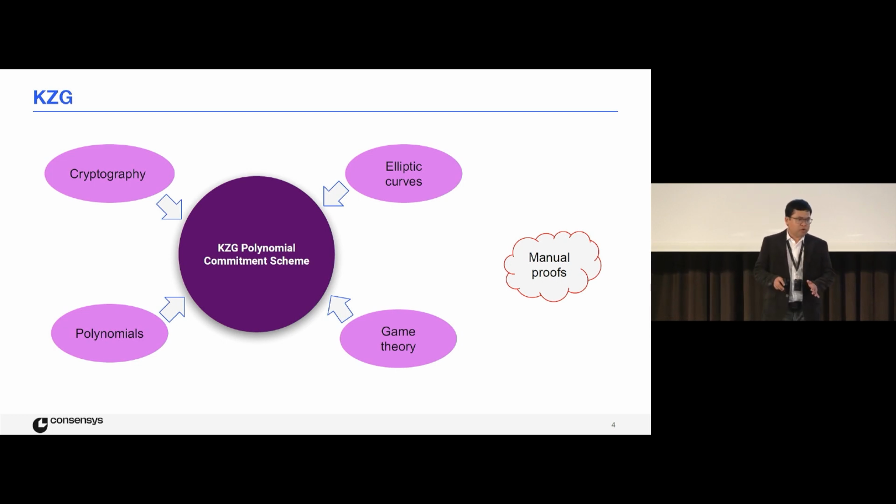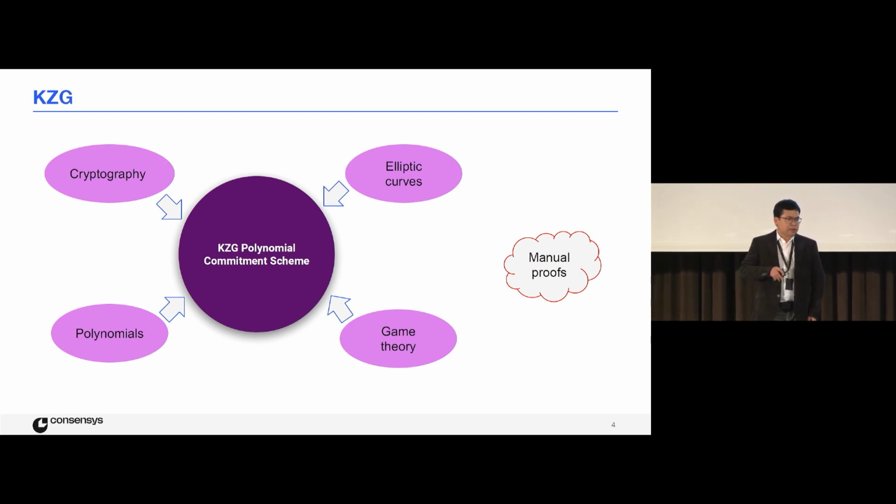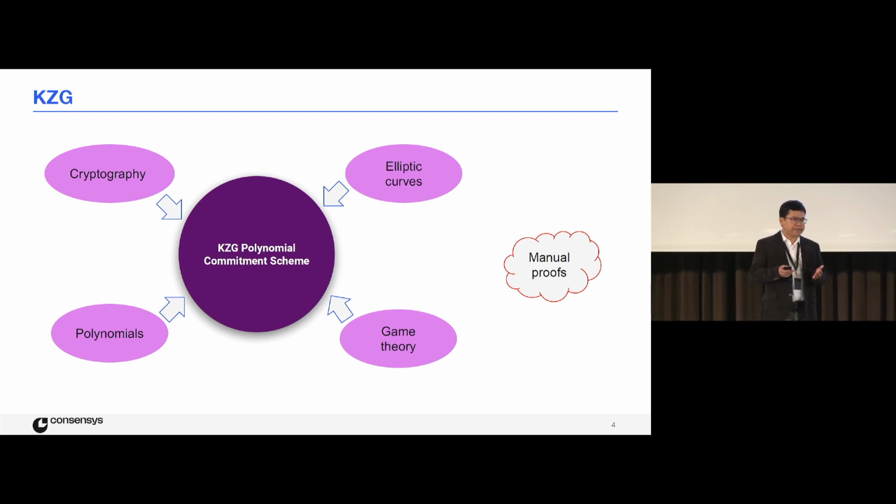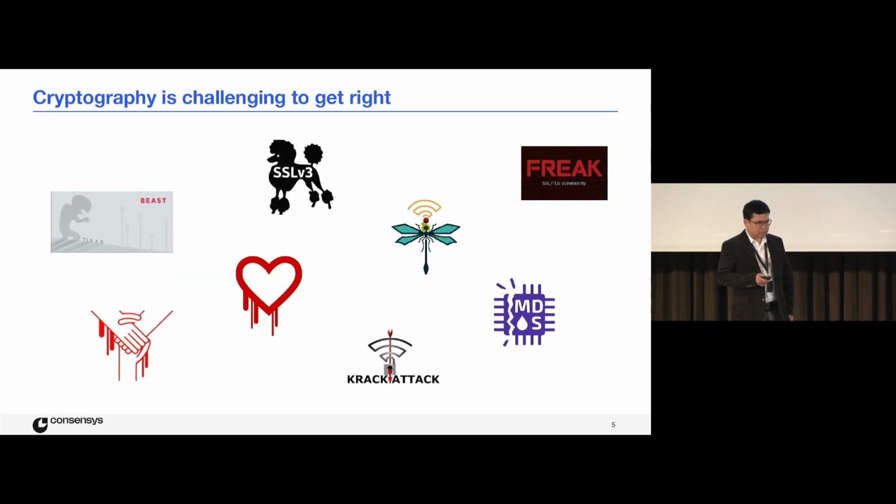The only thing I want to focus on here is that the correctness of this approach, this commitment scheme, is based on manual proofs. And it's good to have manual proofs. However, is it enough in our case? I'm afraid that the answer is no. You can see on the slide, there are many systems with cryptographic mechanisms.